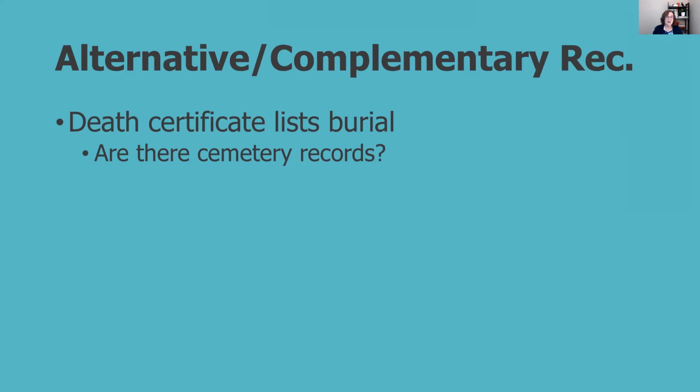Are there any cemetery records? I've seen cases where the cemetery records will list not only the parents' names, but sometimes more specific cause of death. Sometimes they will list even other family members who are buried in that same plot. So, not stopping with just that death certificate, but seeing what else can I discover based upon that, and thinking about those alternative or those complementary records.